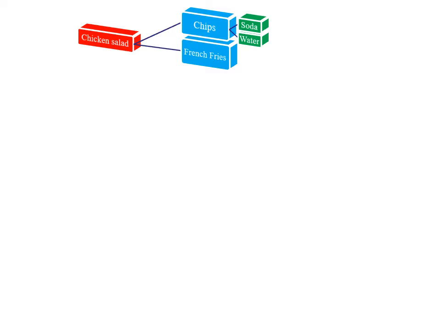So with the chicken sandwich, you can have chips, and also for the drink, you can have soda or water. Or with the chicken sandwich, you can have French fries. Again, for the drinks, you can have with that choice soda or water. With the chicken sandwich, you can have fruit cup, and you can have soda or water.